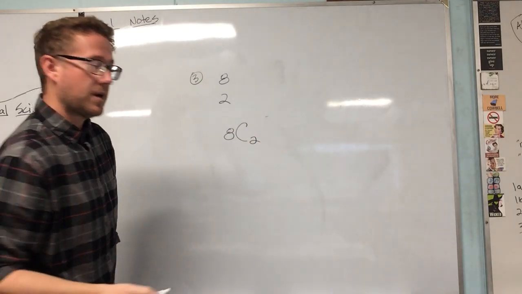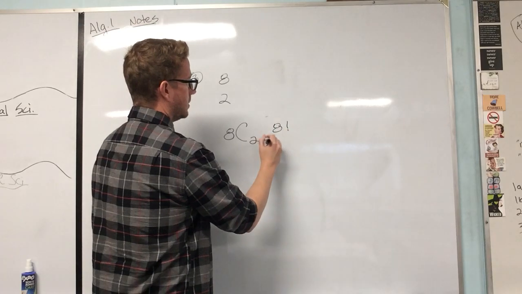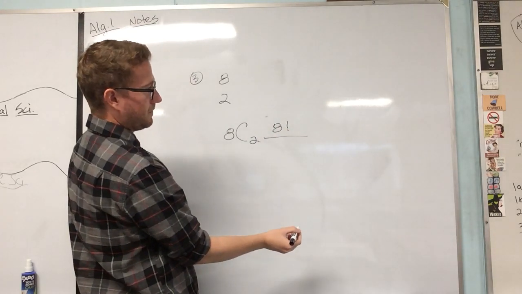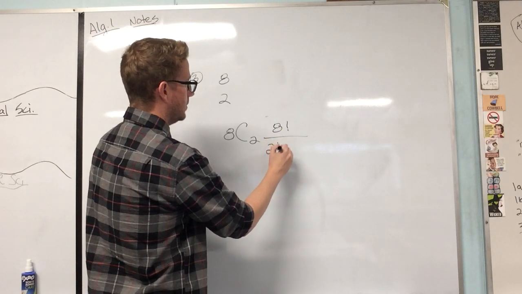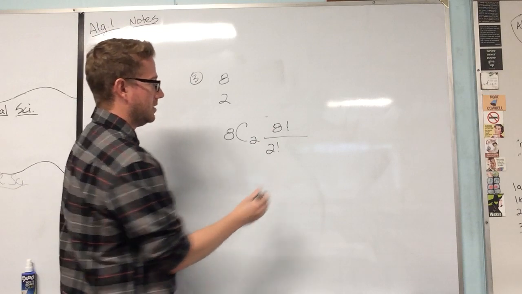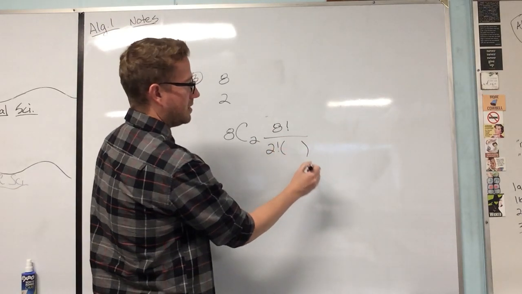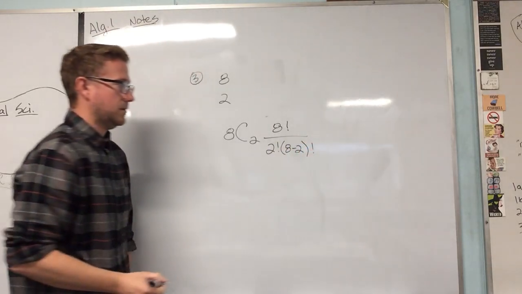Okay, so if we set it up algebraically, this is going to be 8 factorial divided by, and let's see, this is a 2 factorial. Look back at your notes, make sure you have the right combination equation. I had to double check that. And then we have 8 minus 2 factorial.